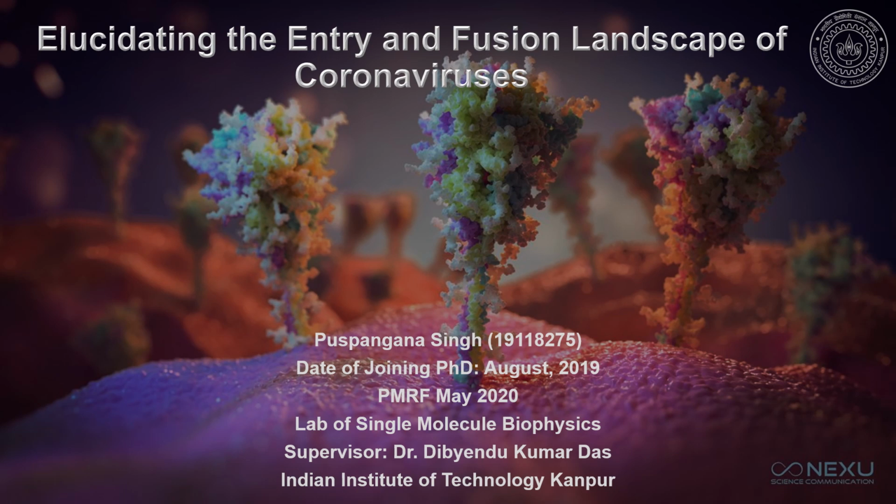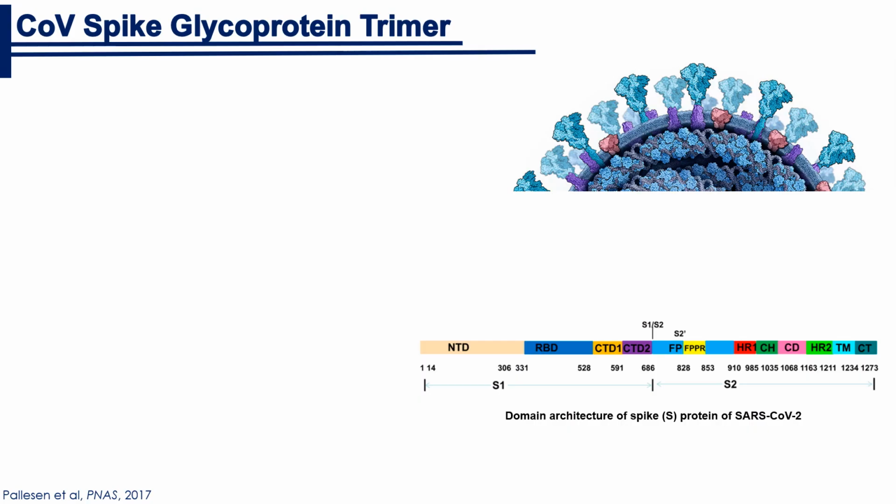Today I'll be discussing the exciting results of my PMRF project on elucidating the entry and fusion landscape of coronaviruses. My PMRF project has been to delineate the conformational dynamics of the spike glycoprotein trimer during fusion and entry. The spike glycoprotein trimer is the major determinant of host tropism.